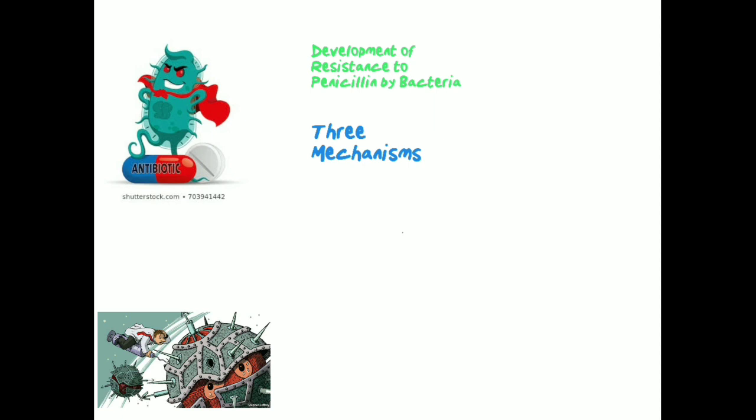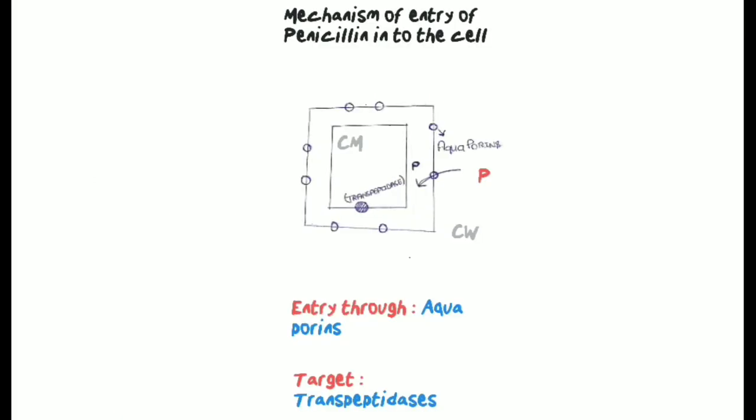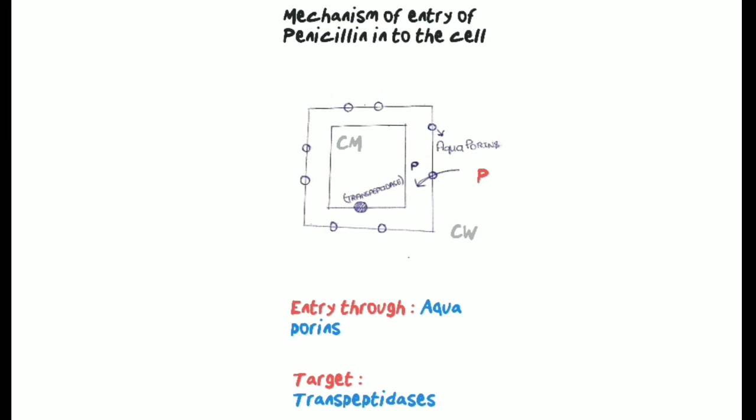So bacteria develop resistance through three main mechanisms. They are decreased porin production, efflux of penicillins through pumps, and the third one is altered penicillin binding proteins. So we'll go one by one in detail. First we should know the actual mechanism of how penicillin enters into the cell wall.